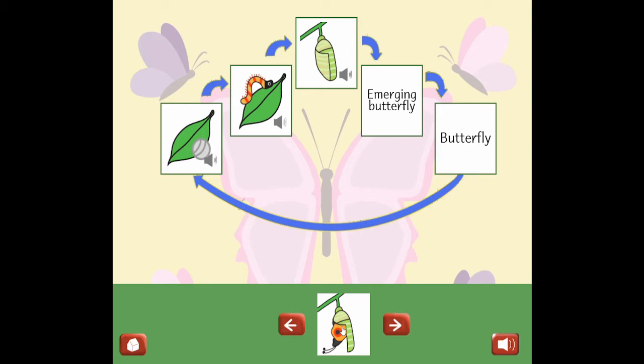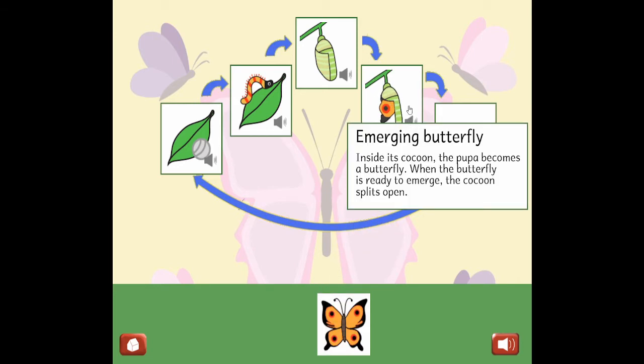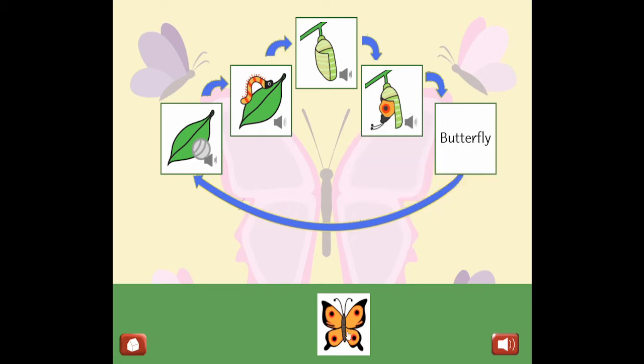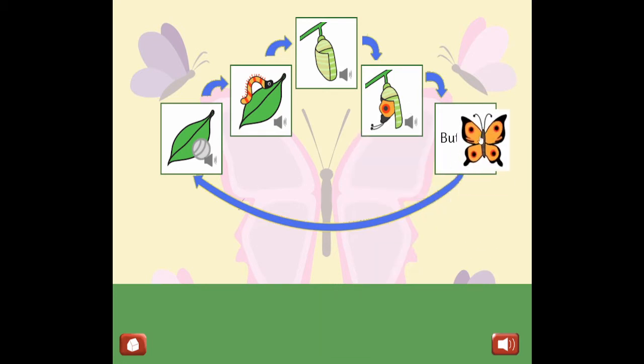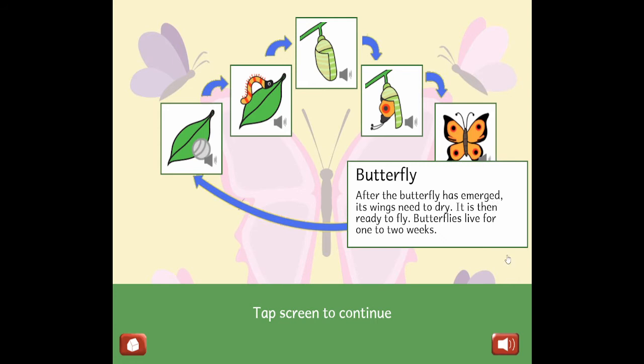Emerging butterfly. Inside its cocoon, the pupa becomes a butterfly. When the butterfly is ready to emerge, the cocoon splits open. Butterfly. After the butterfly has emerged, its wings need to dry. It's then ready to fly. Butterflies live for 1 to 2 weeks.